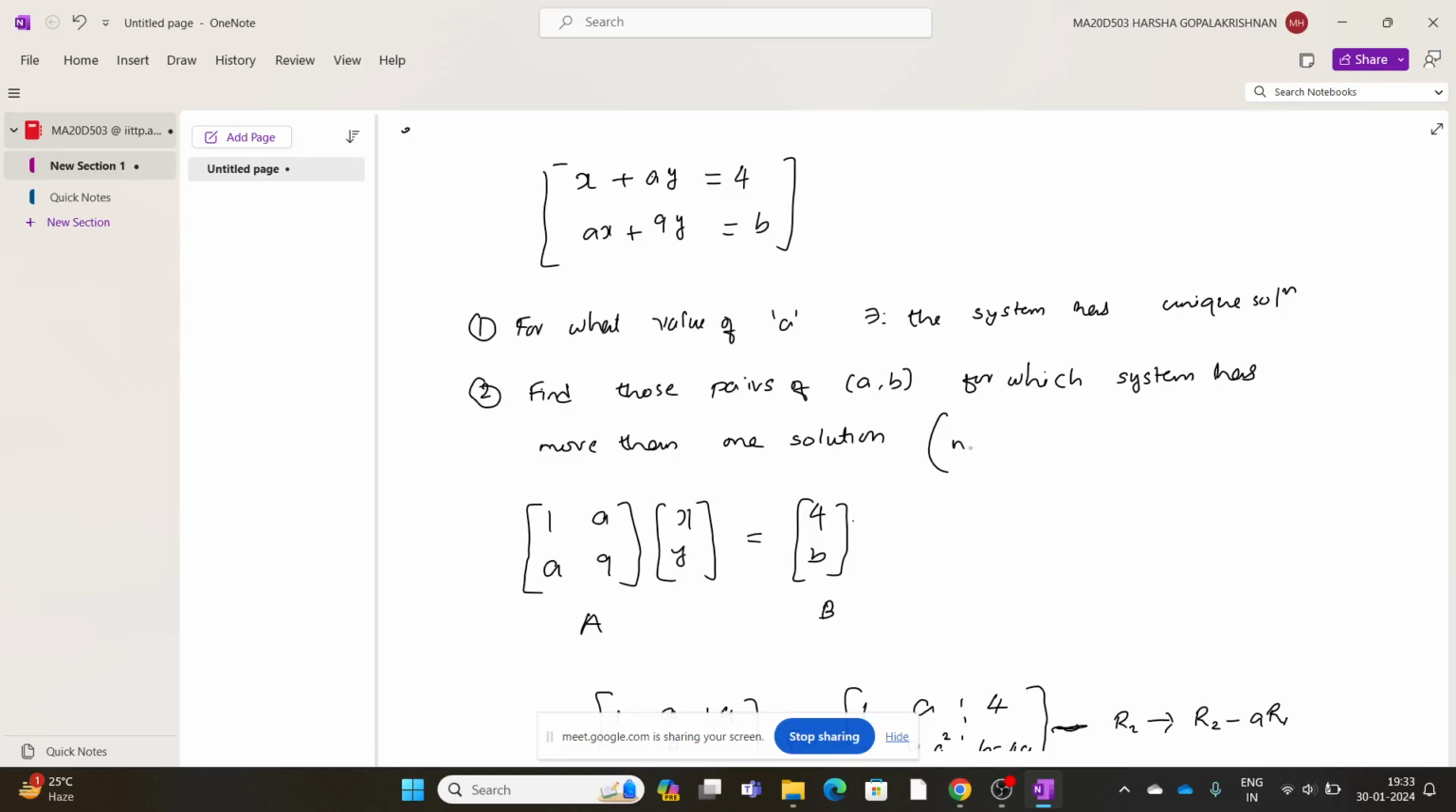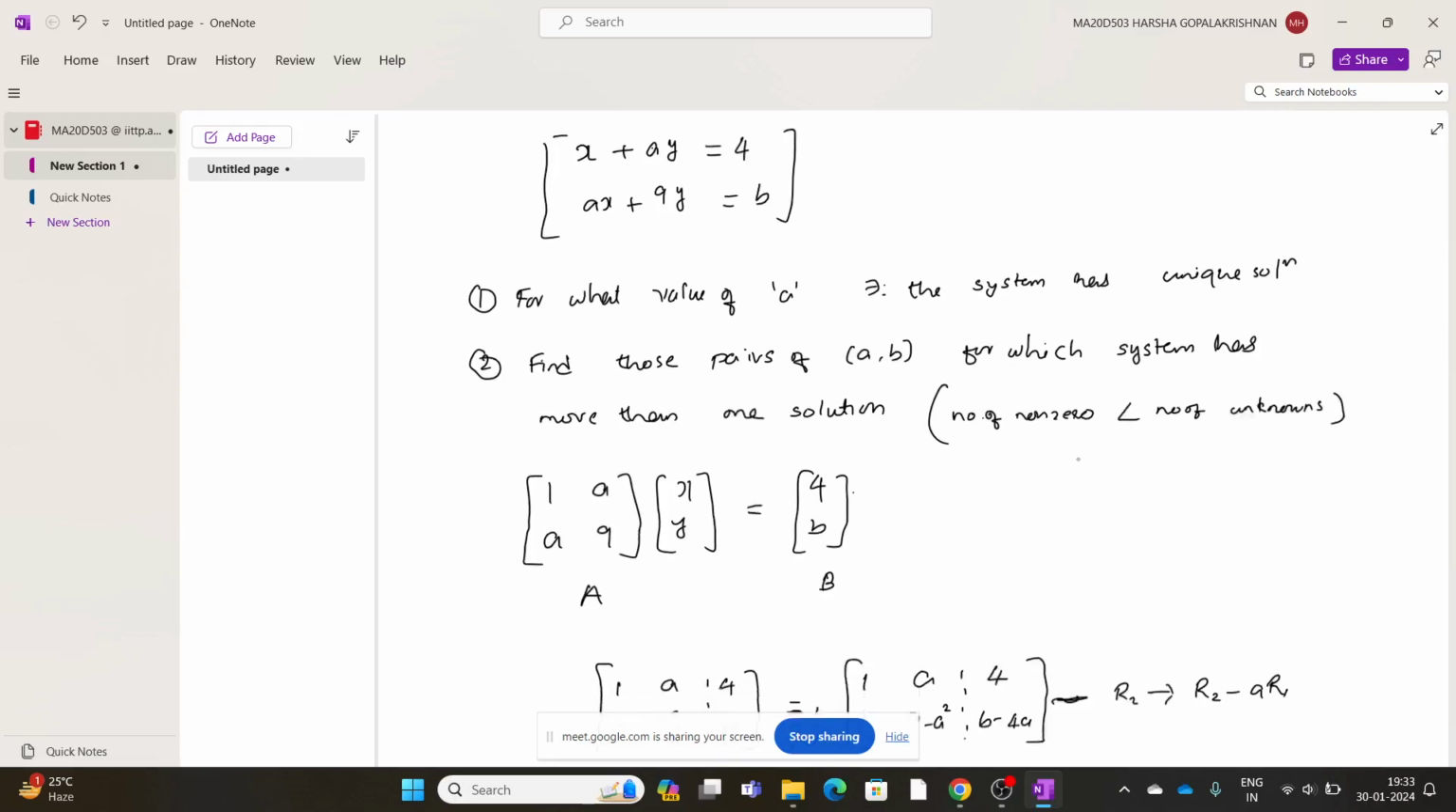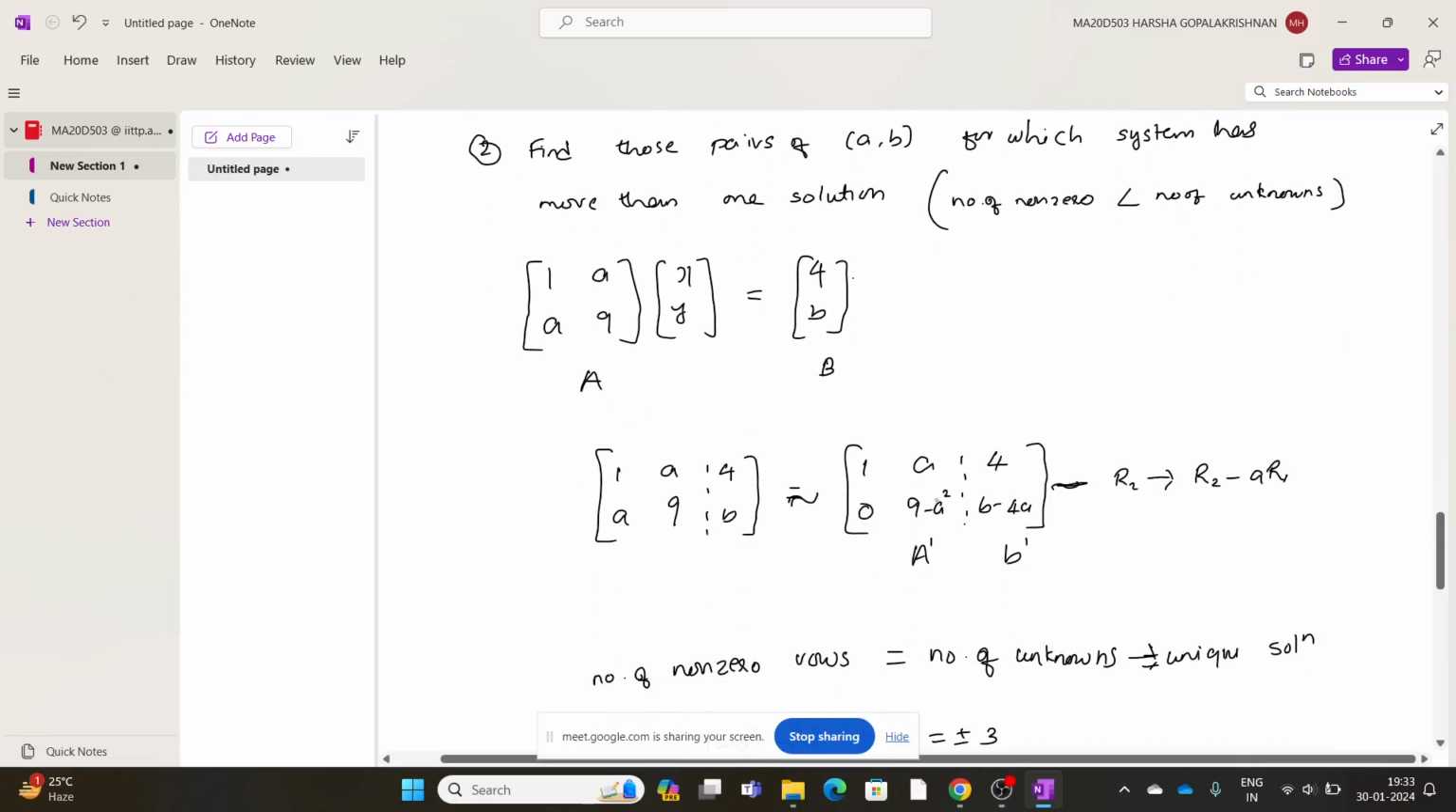Number of non-zero rows equal to number of unknowns was the condition for a unique solution. But if it is strictly less than, we will get an infinite number of solutions. Already we said here it is 0 and here it is non-zero, meaning inconsistent. So we need the number of non-zero rows strictly less than the number of unknowns.